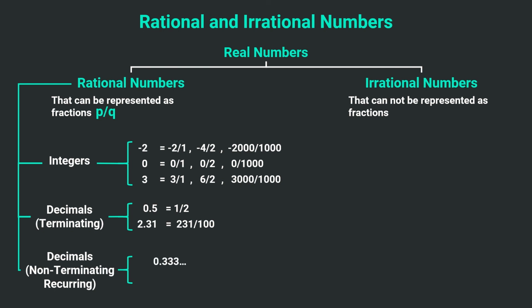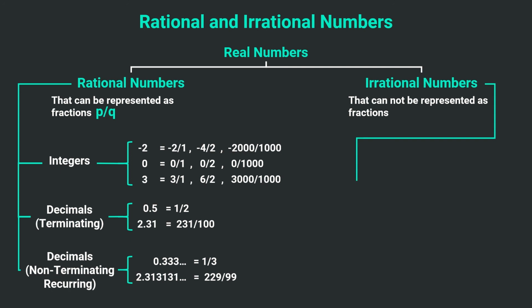Here 3 is being repeated infinitely. As we know, that is equal to 1 upon 3. So it can also be converted into a fraction. And then 2.313131, here 31 is the set of digits which is being repeated. So it can be converted into 229 upon 99, which is also a fraction.